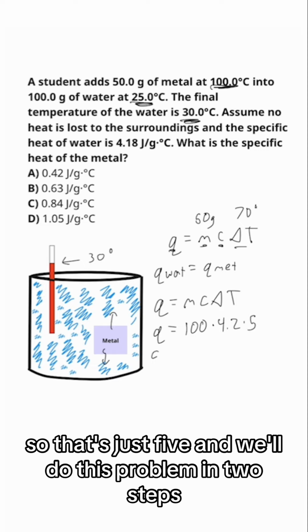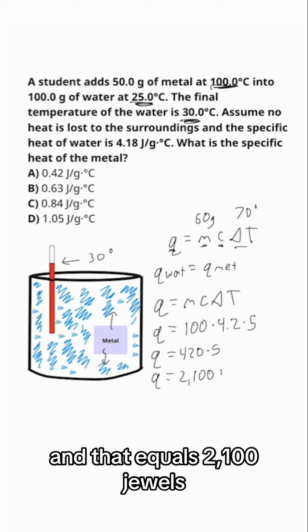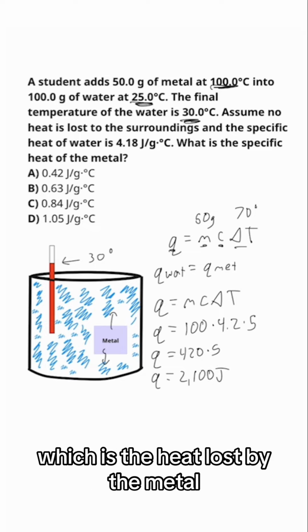And we'll do this problem in 2 steps. So 100 times 4.2 is 420. 420 times 5 is our final product, and that equals 2,100 joules. So that's the heat gained by the water, which is the heat lost by the metal.